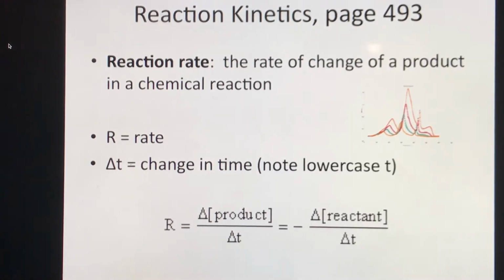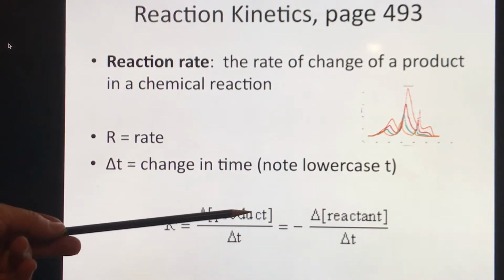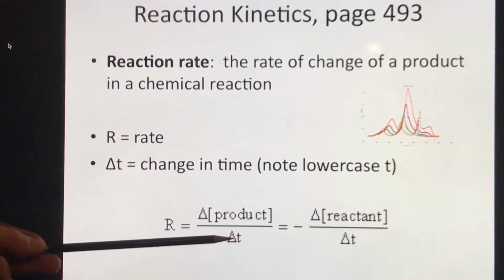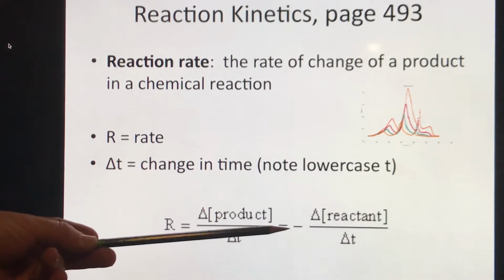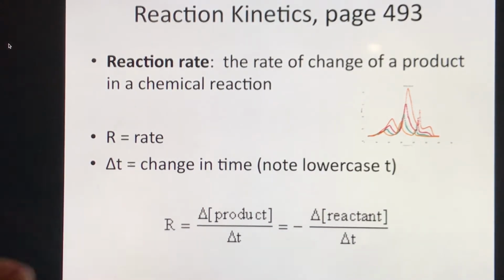So in the chapter, we move on to look specifically at how we can quantitate the reaction kinetics. Specifically, we'll define the reaction rate as the rate of change of a product in a chemical reaction. That is abbreviated with the R being the rate, and that's shown down here. The delta t here is the lowercase t, not the uppercase T, which would be temperature, but the change in time. And delta, as you remember, means change. So the rate of the reaction reflects the change in the amount of product over the change in time, and it equals the negative change in the amount of reactant over the change in time.